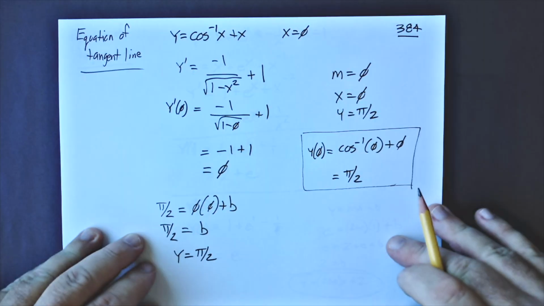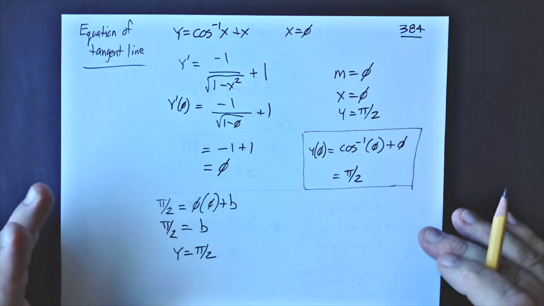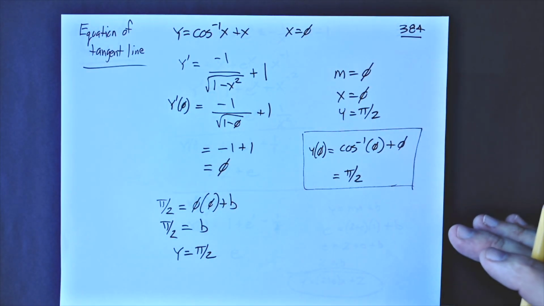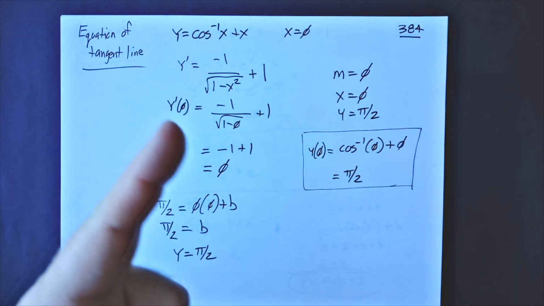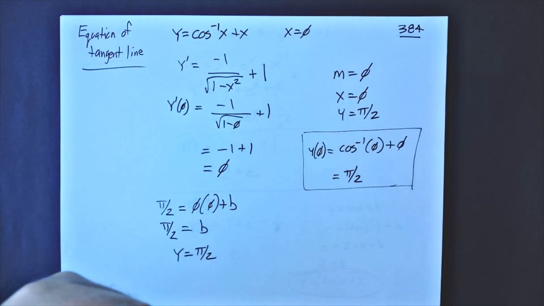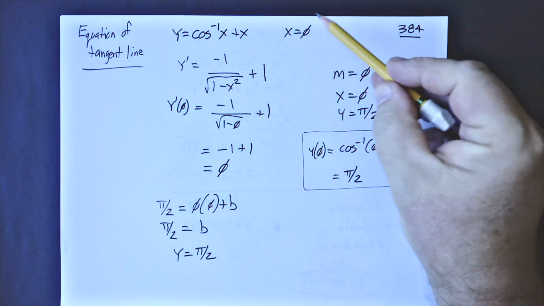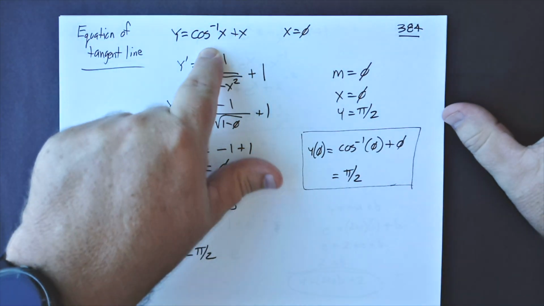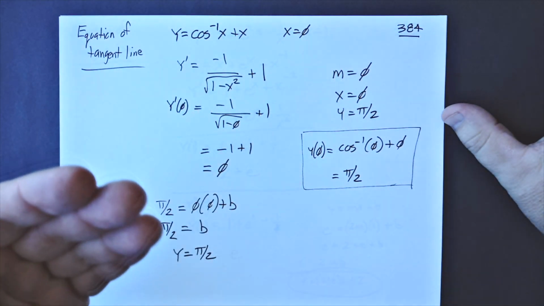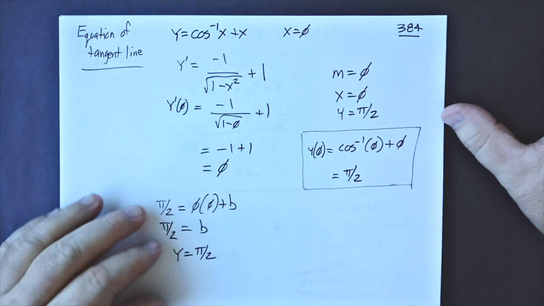384. This and the next one, I believe, are find the equation of the line tangent. So remember, we need an x-coordinate, a y-coordinate, and the slope to plug into y equals mx plus b. They give you the x-coordinate right here. So x equals 0. Here's our function. We need to take the derivative in order to find the slope at our desired x value.